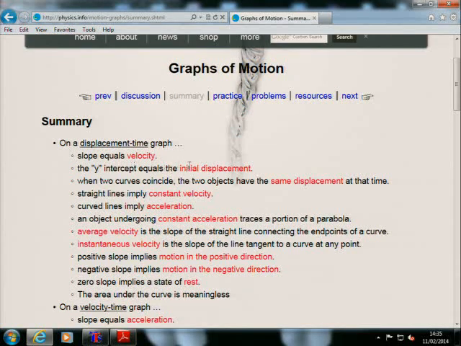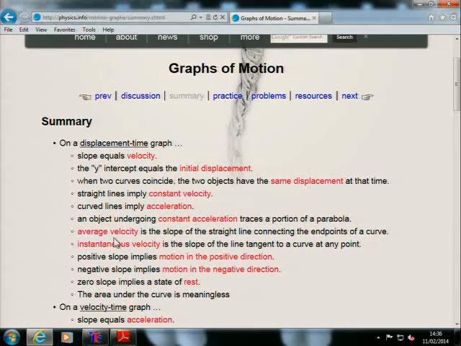The y-intercept will give me the initial displacement, and if there are two curves that coincide, then at that point they will have the same displacement. A straight line implies constant velocity, and a curved line shows that there is acceleration.